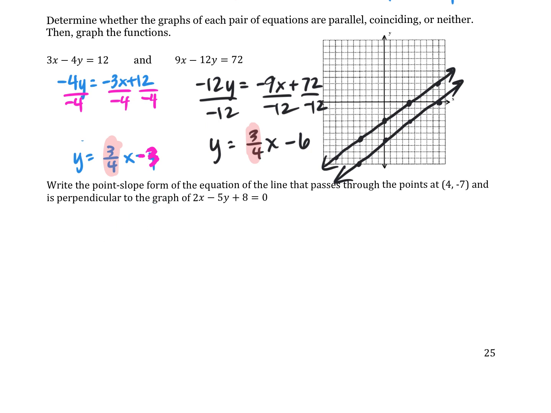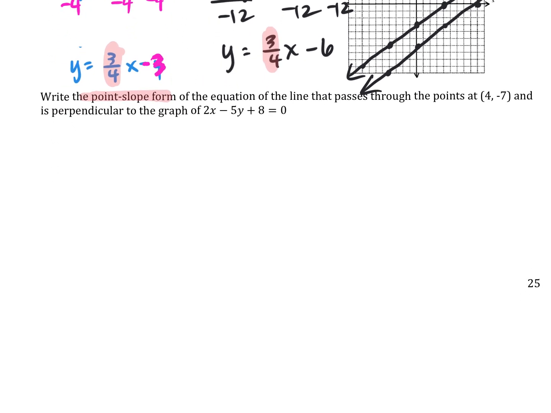Ooh, point slope form, blast from the past. Anyone remember what that point slope form is? Yes, Rowan. Y minus Y... M.